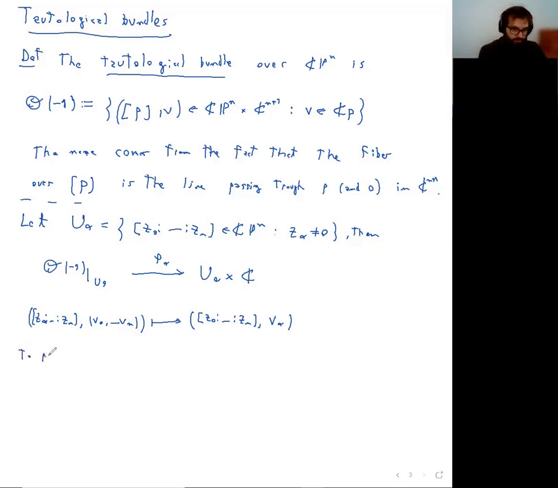So to prove that it is an isomorphism, let's find the inverse. Because of course, this is clearly linear. So if you have an inverse, which is also linear, then you have an isomorphism.